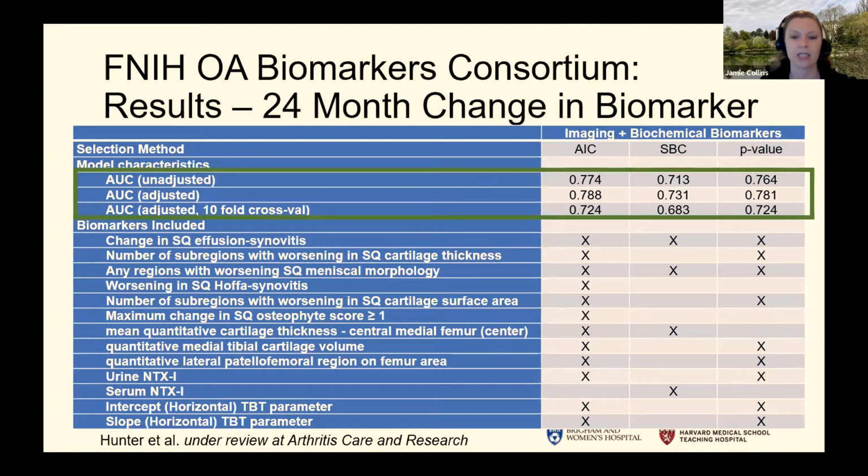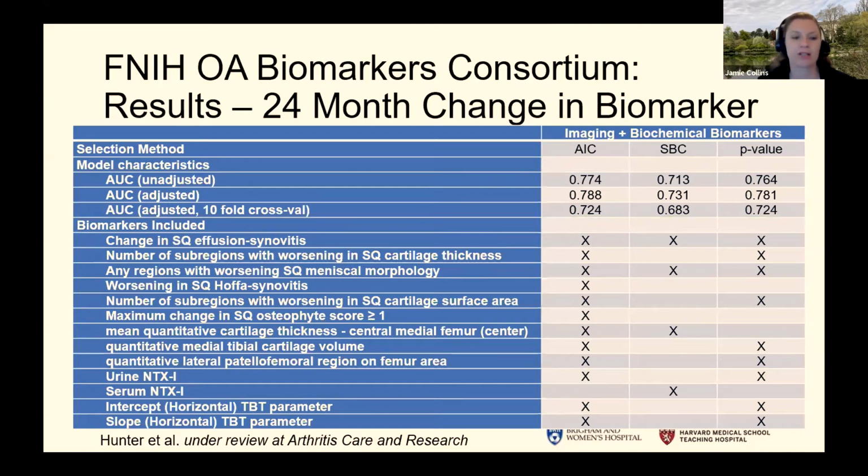cases and controls. A number of biomarkers were selected into the multivariable model across the 3 methods. So what sticks out here is semi-quantitative effusion synovitis, whether there were any regions with worsening in meniscal morphology, the mean quantitative cartilage thickness in the central medial femur. And then NTX1 was selected, sometimes the urine base and sometimes the serum base. I'm not sure what that suggests, but it seems like this marker was important.